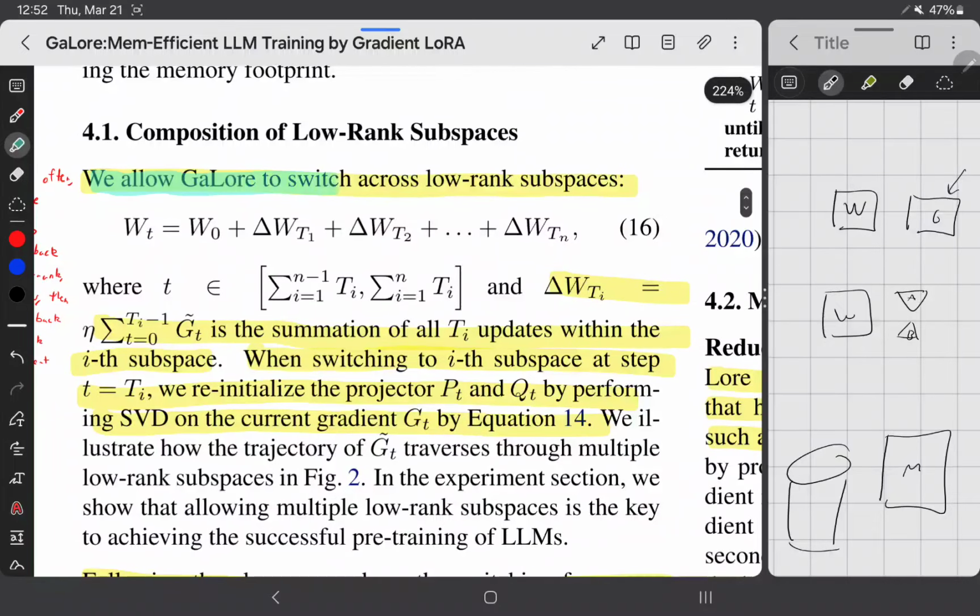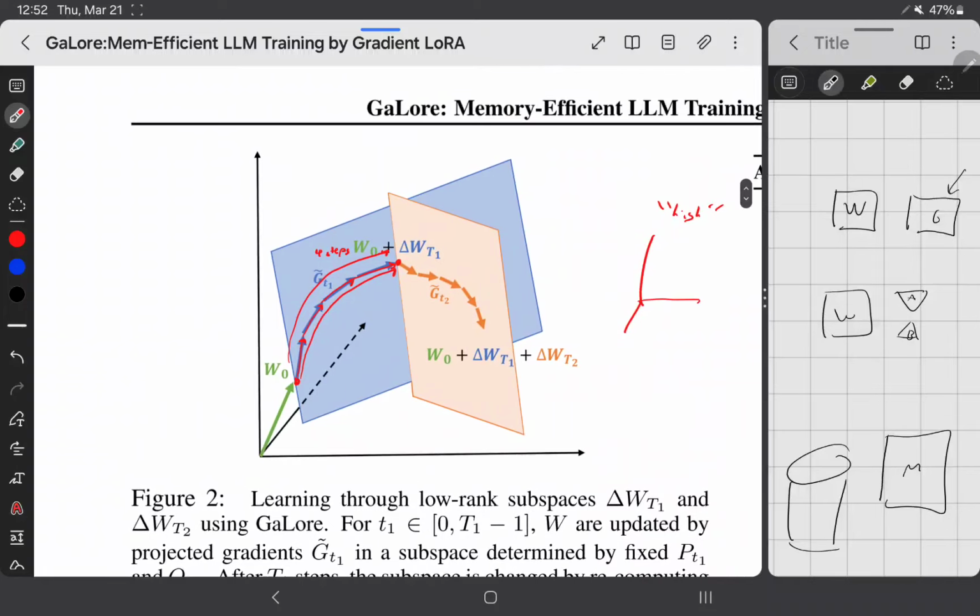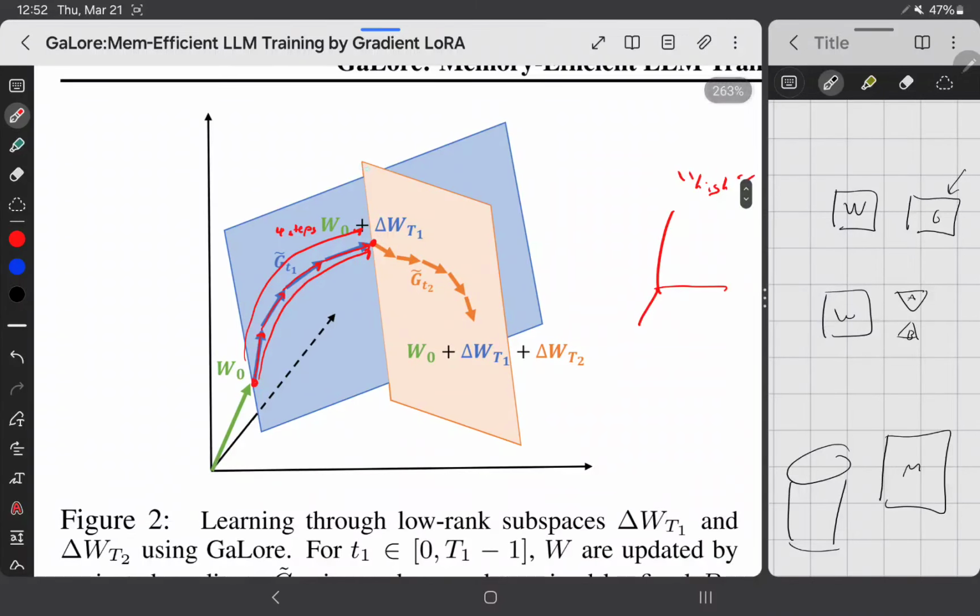So they mention here that they allow GaLore to switch across low rank spaces. When switching to the ith subspace step, we reinitialize the projection by performing SVD on the current gradient by equation 14. So the idea is that you're going to switch spaces, so you can see this is kind of like orthogonal to the old subspace, and then you walk along that path. So every so often, instead of just working on this one subspace here, you're going to stop for a sec, switch to another subspace and then start optimizing there.